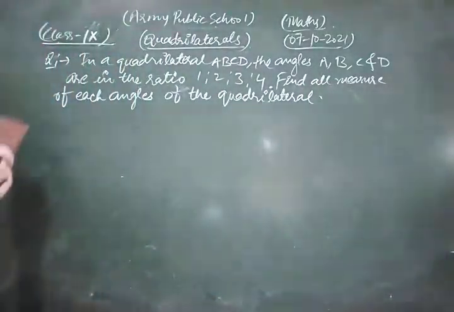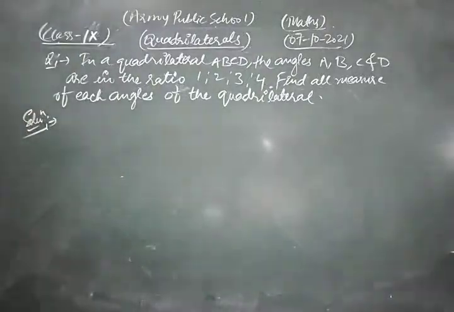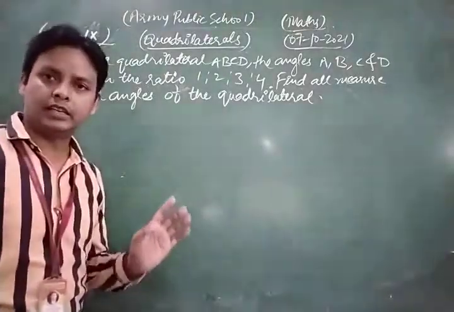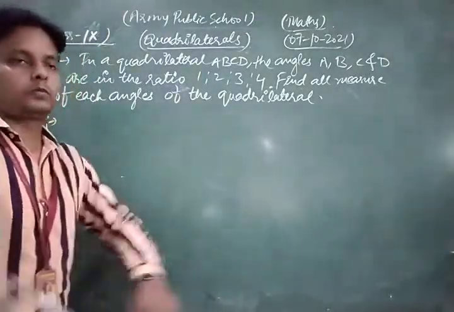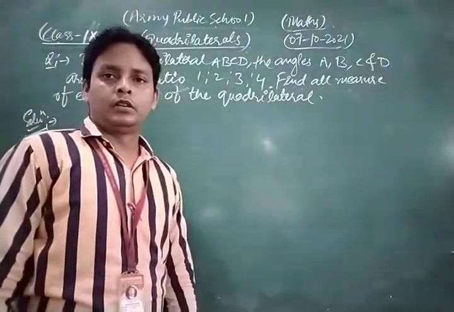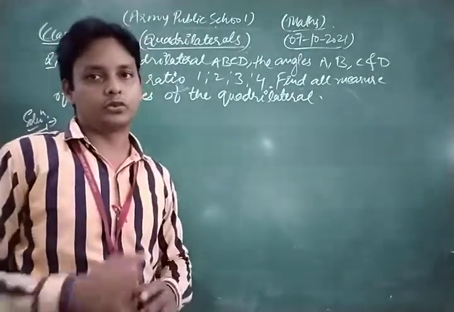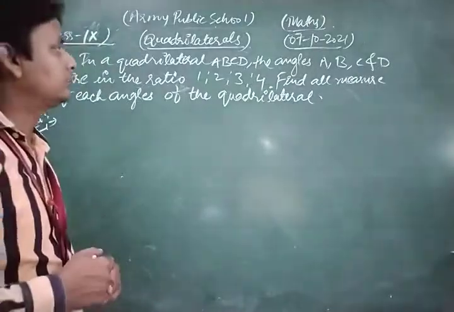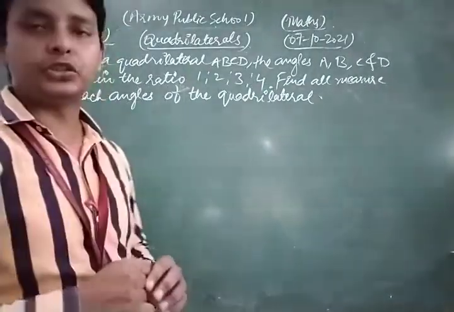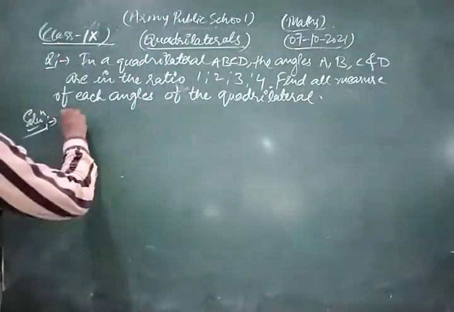Now let's see its solution. Look, here, dear friends, in a quadrilateral ABCD, this is a question based on the interior angle sum property of the quadrilateral. So here the angles of the quadrilateral ABCD are in the ratio 1:2:3:4. Okay.